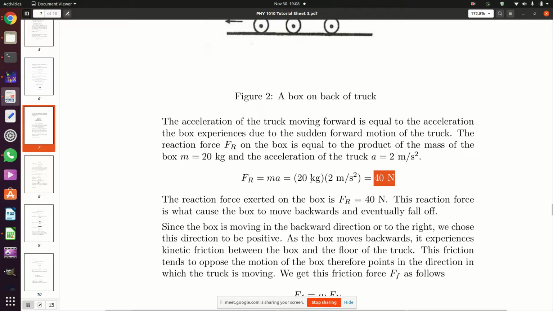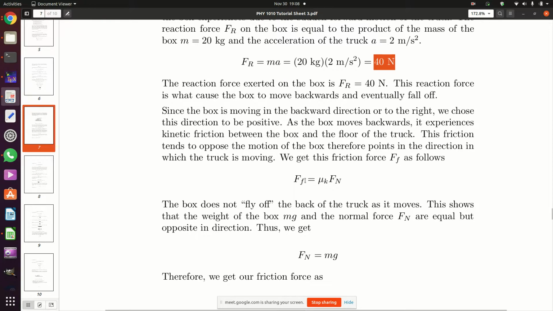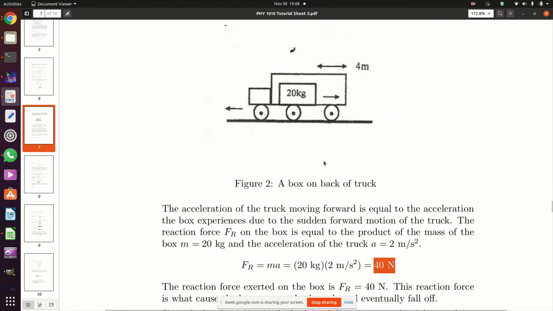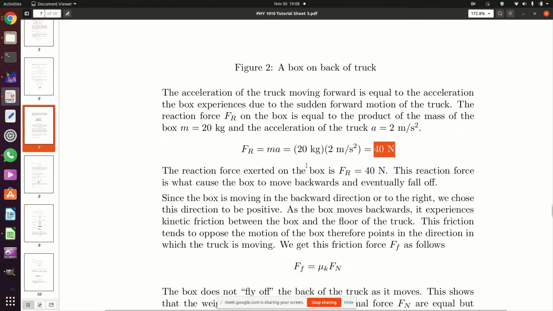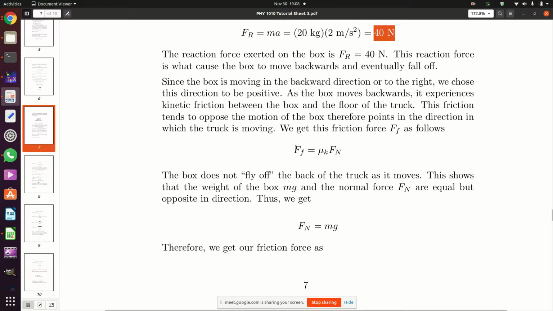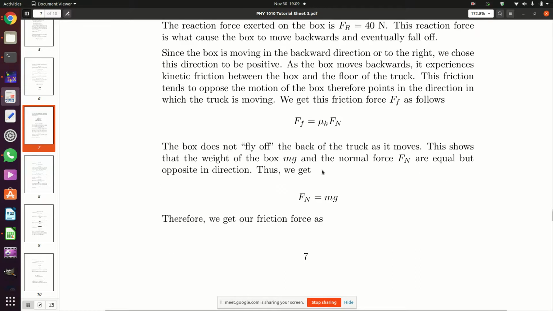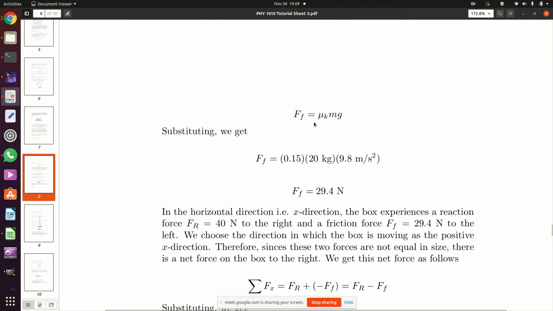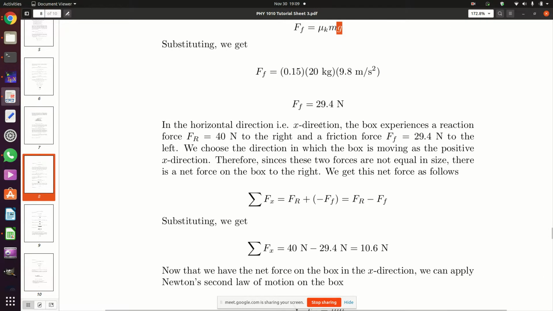Because this reaction force is making the box move backwards, the box experiences a friction force, which is opposite the direction in which the box is moving. Since it's opposite, the friction force is in the same direction as the truck. We also are aware that the box just slides. It doesn't fly off. Therefore the friction force F_F is equal to the coefficient of friction times the normal force, and because the box doesn't fly off, the normal force is equal to the weight of the box.